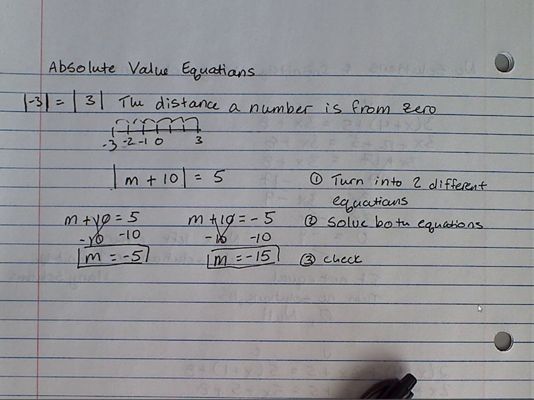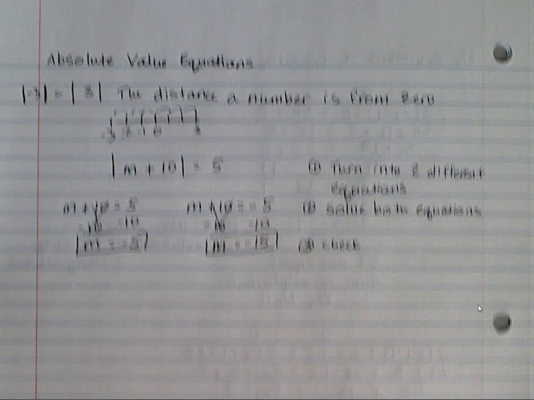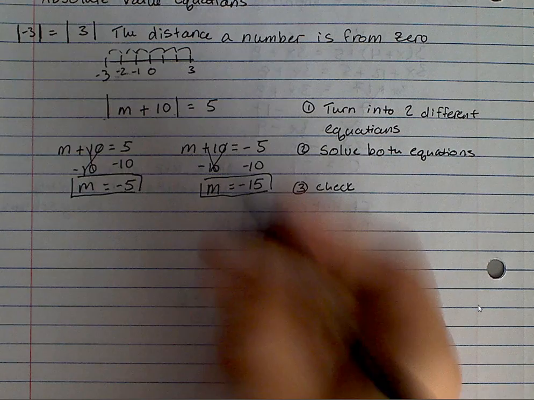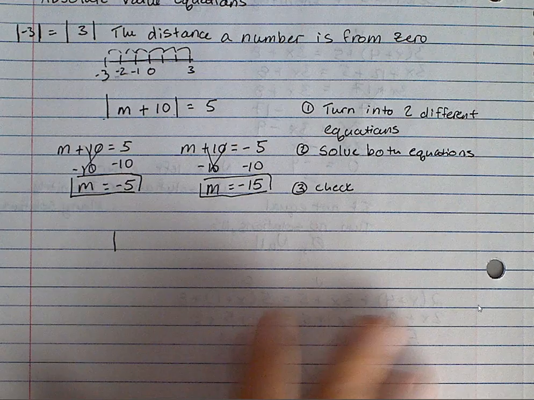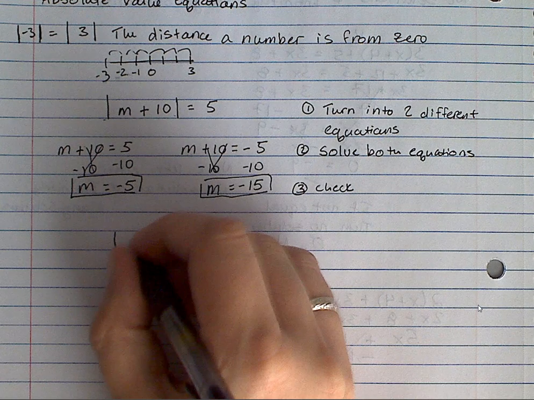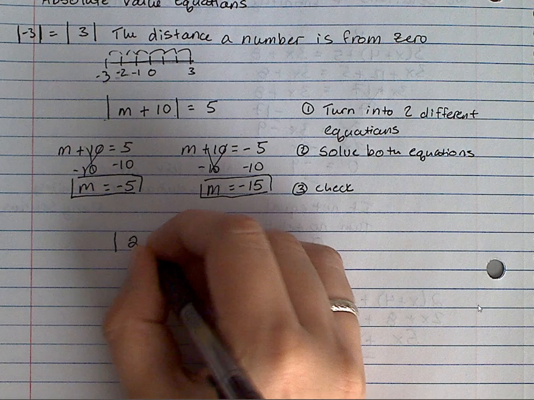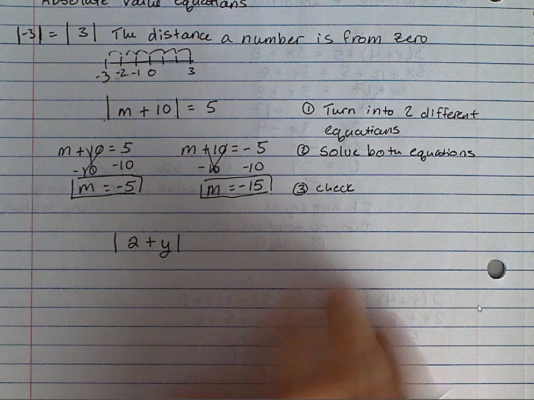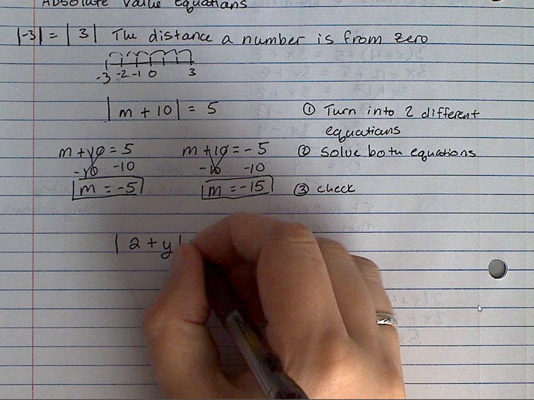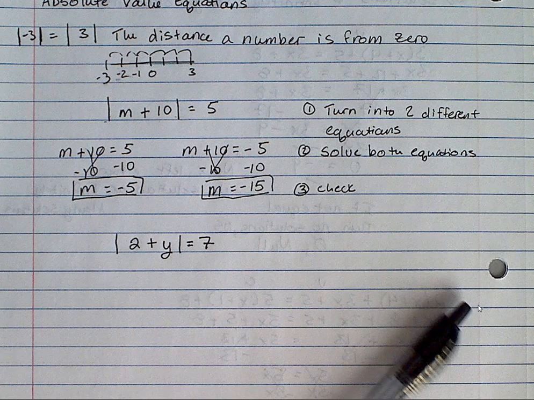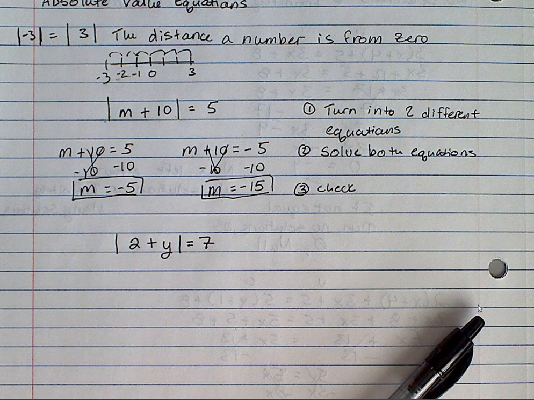Okay. All right. Let's try an example of this. I want you guys to copy this example into your notes and then give it a try on your own. Let's do the absolute value of 2 plus y equals 7. I want you to copy this into your notes and give it a try. When you think you've got your two answers, raise your hand.